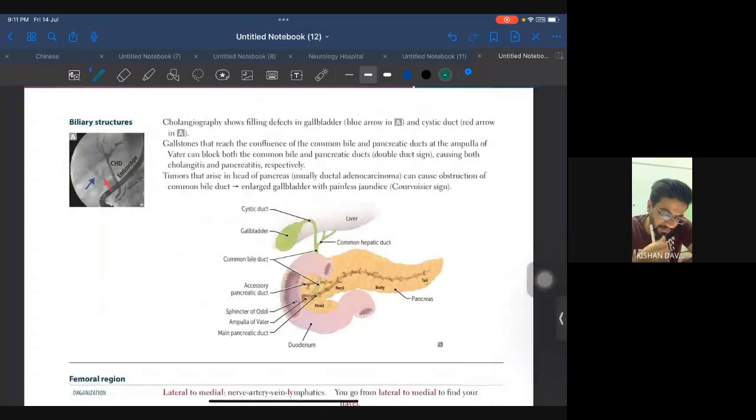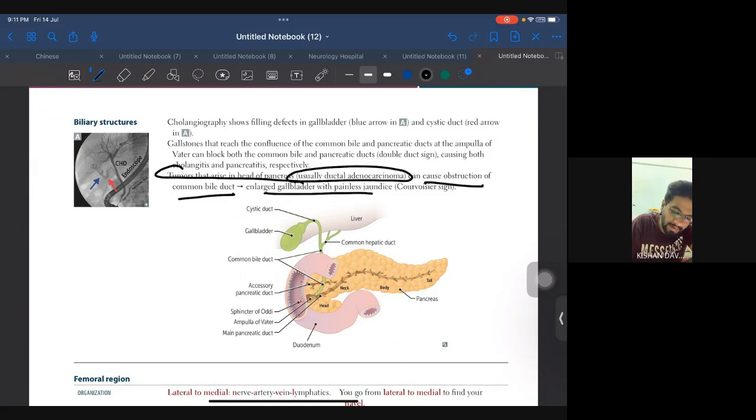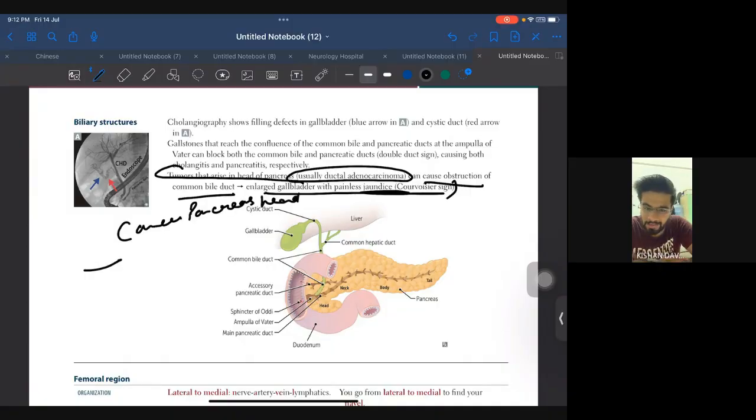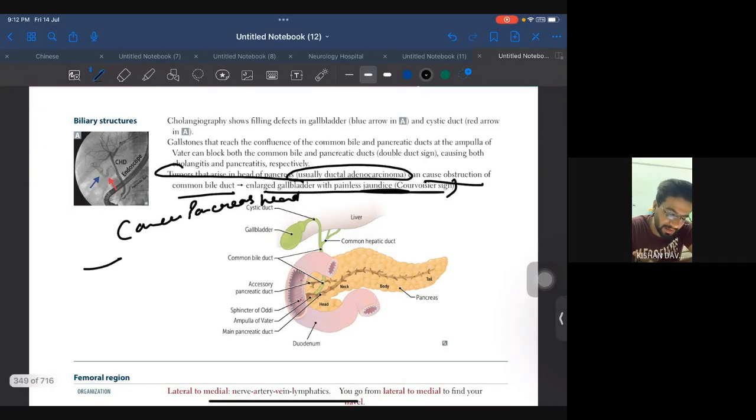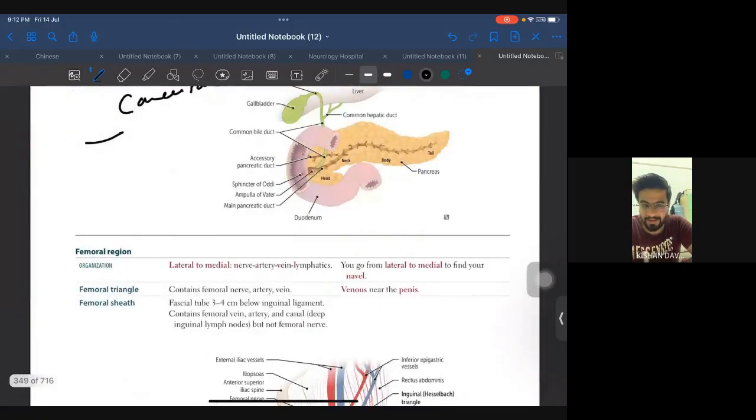Biliary structures, they haven't asked so much over here, but one important point you can learn here is tumors that arise in the head of pancreas. They are usually ductal adenocarcinoma, can cause obstruction of the common bile duct, enlarged gallbladder with painless jaundice. This is important. They might ask you the cancer in the pancreas head, and in the options they will give you adenocarcinoma, squamous cell carcinoma, transitional carcinoma, all those. So you should remember ductal adenocarcinoma is very important. Okay, that's it. So with this, we are done with the GIT part.